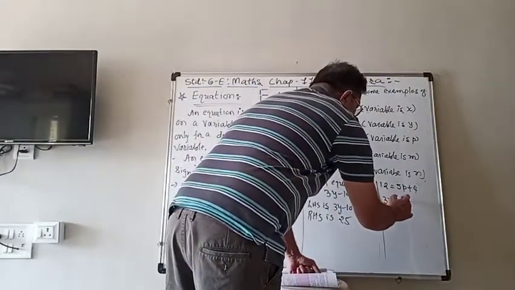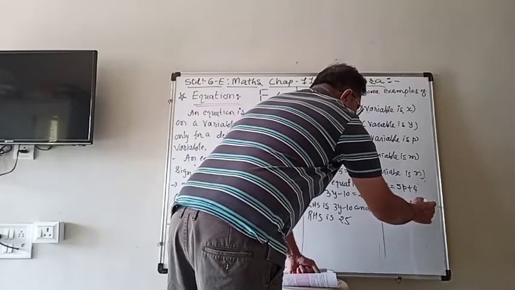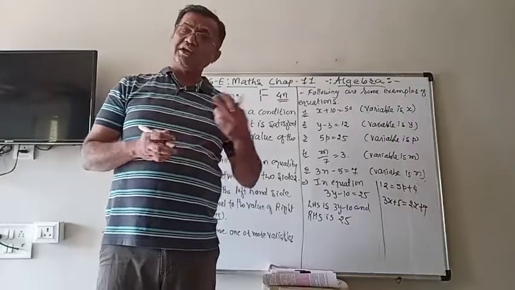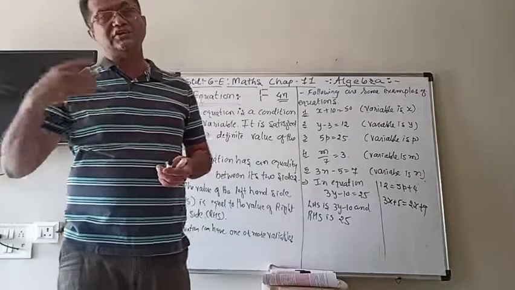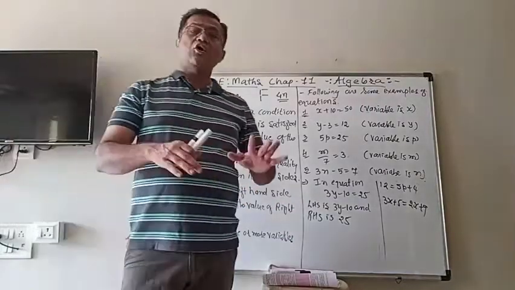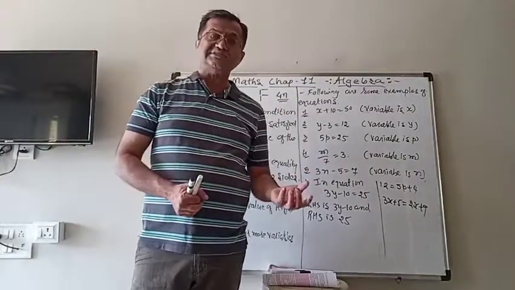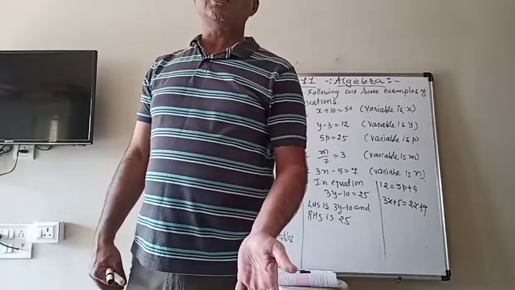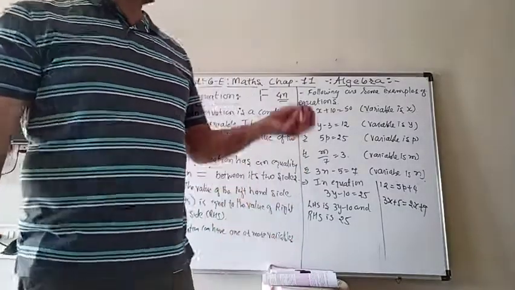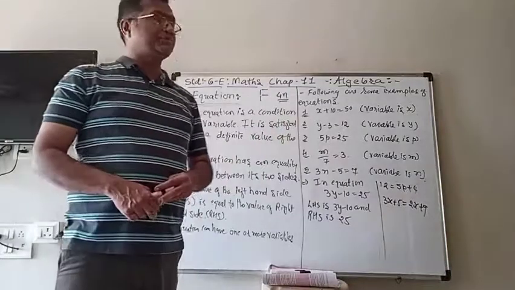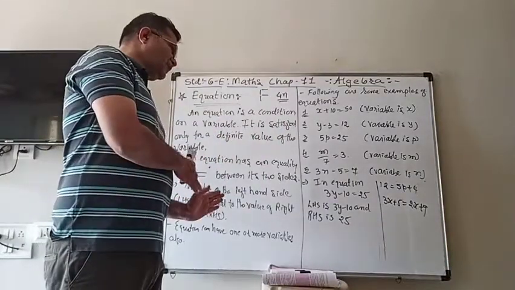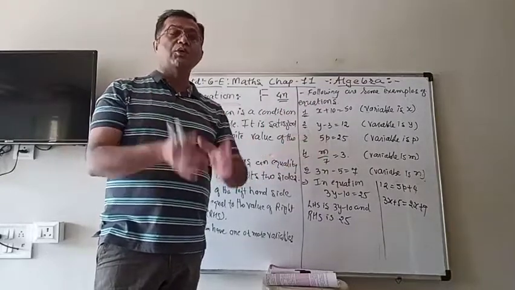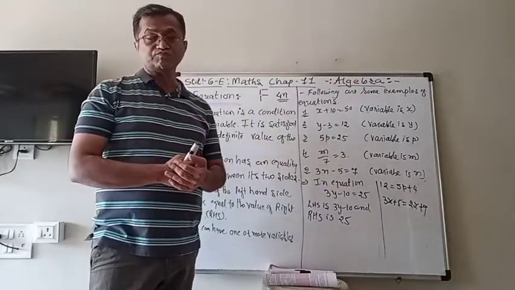3x plus 5 is equal to 2x plus 9. So variables can be only on the LHS, only on the RHS, or on both sides, meaning in LHS and in RHS also. So it is not certain that it can be only at one side. It can be either left side, right side, or on both sides also.